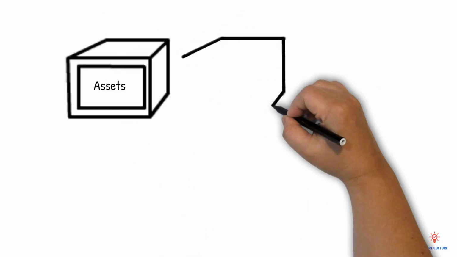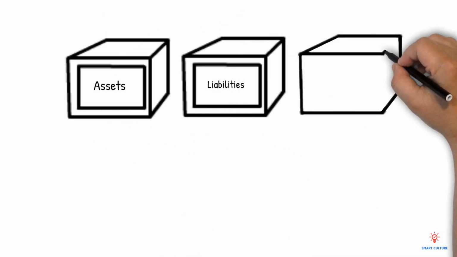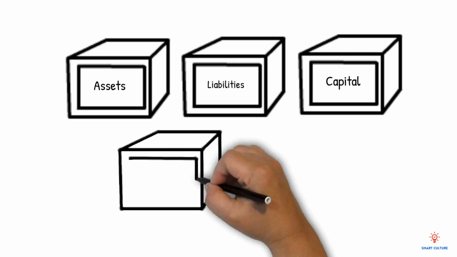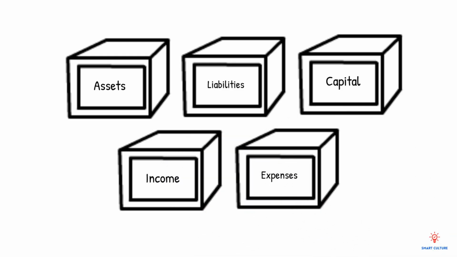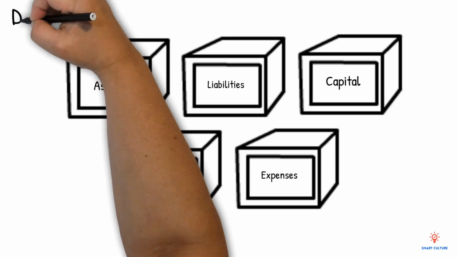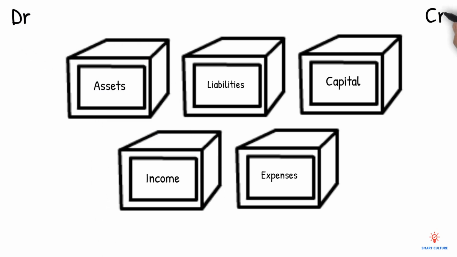Think of accounts as different boxes. Every transaction will either add to the box or take something out of the box. To keep things organized, we use two sides, the debit side on the left and the credit side on the right.